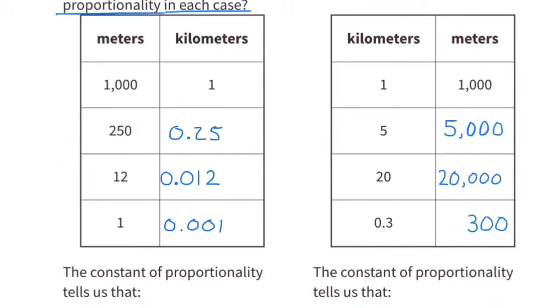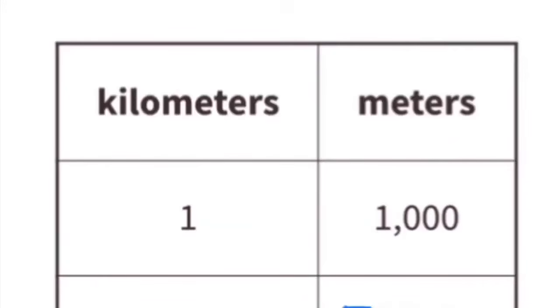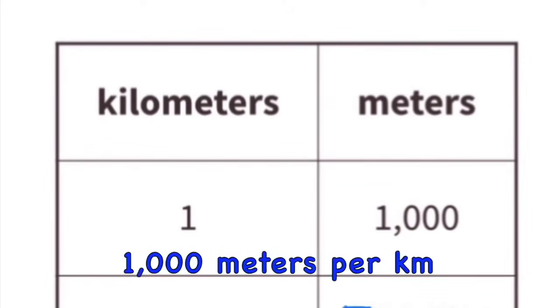The constant of proportionality tells us that for the left table, the constant of proportionality is 1/1000th of a kilometer per meter. For the right table, the constant of proportionality is 1,000 meters per kilometer.